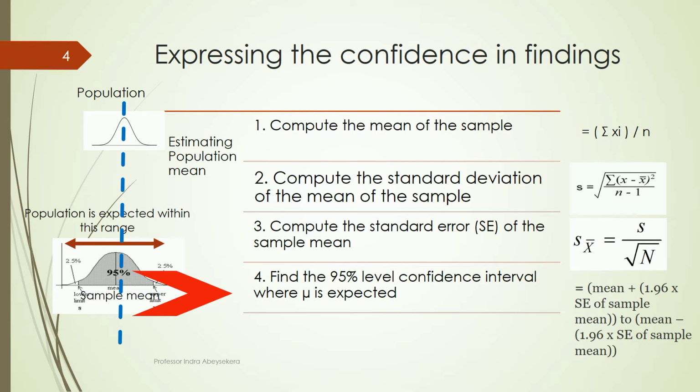Therefore, the t-value is 1.96 for 95% confidence interval with two-tail testing. And we multiply that by the standard error of the sample mean.